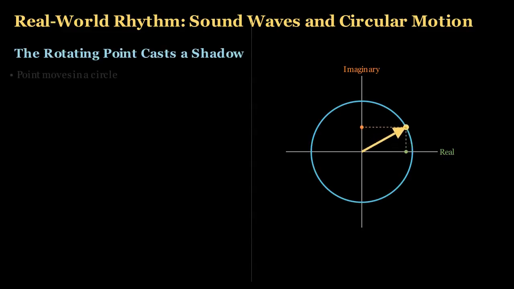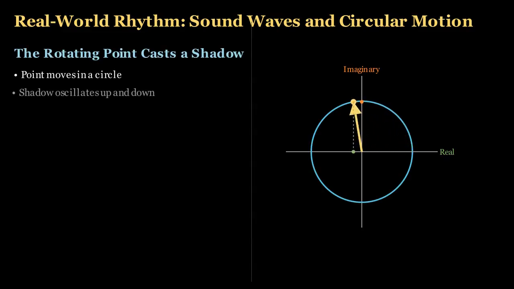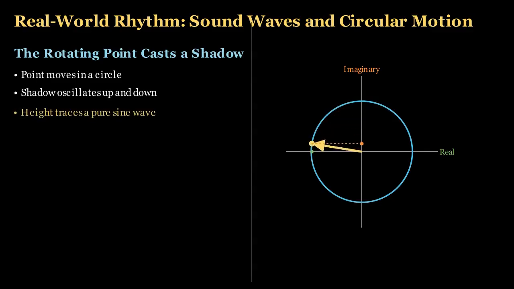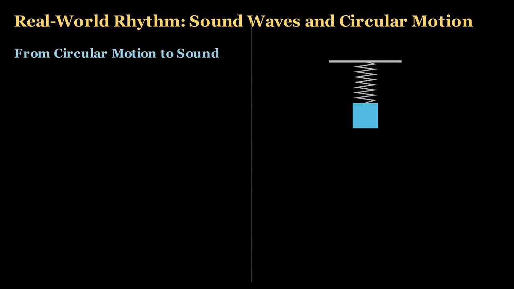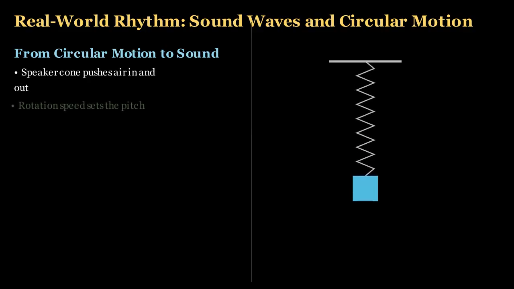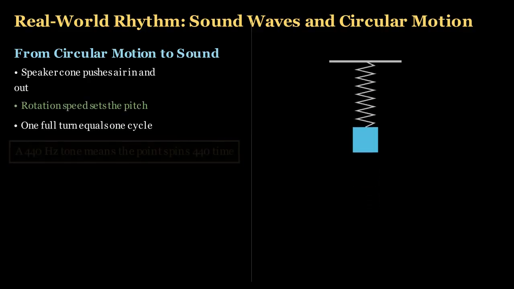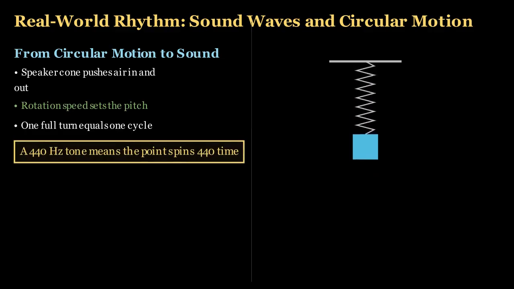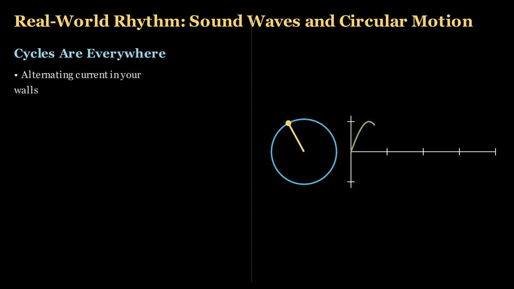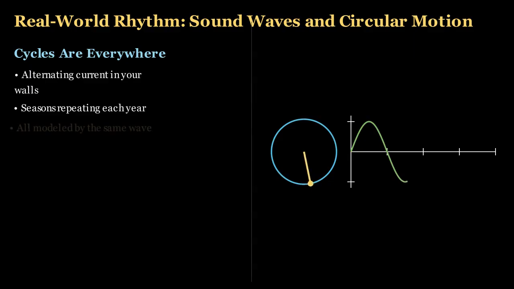We just found landmarks on the circle. Now, imagine shining a light from the side. As our point rotates, its shadow moves up and down, tracing the same sine wave we graphed earlier. A speaker cone works the same way. It pushes forward as the point rises, and pulls back as it falls. One complete rotation creates one vibration cycle, the pitch you hear. This pattern isn't just sound. The electricity in your walls alternates as a sine wave, and even the seasons follow a circular rhythm, all captured by one rotating point.